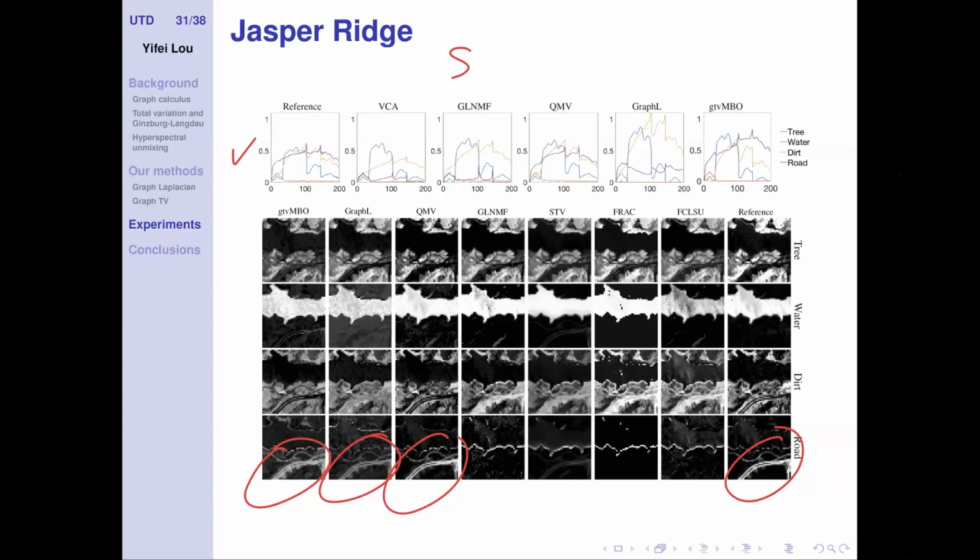I also want to point out some disadvantages of the graph method. If you see a homogeneous region, our method does not work so well. You will see it's still noisy and not removed completely, whereas for this STV, this region is all perfect. It may be a little bit over smooth compared to the reference ground truth.